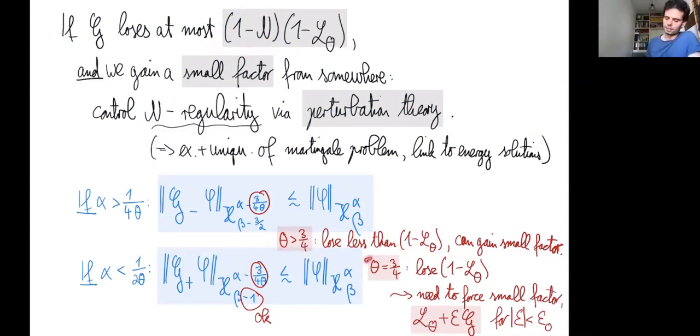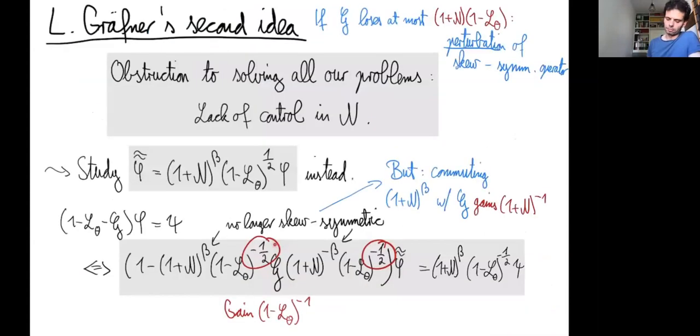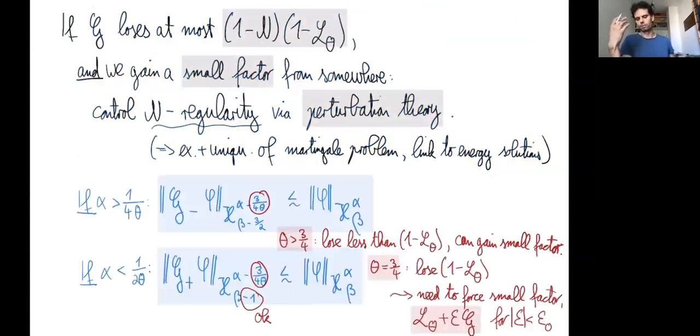If theta is equal to 3/4, then there's nothing left. We lose 1 degree of regularity here, and we gain 1 degree of regularity back from these two guys. So everything balances exactly to 0. There's nothing left. And we need a small factor for this perturbation theory.